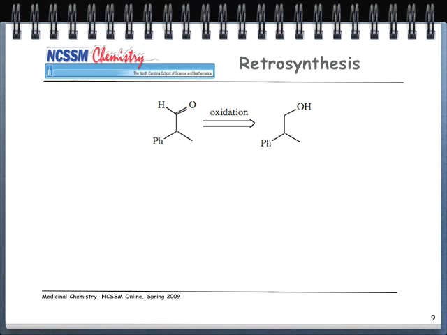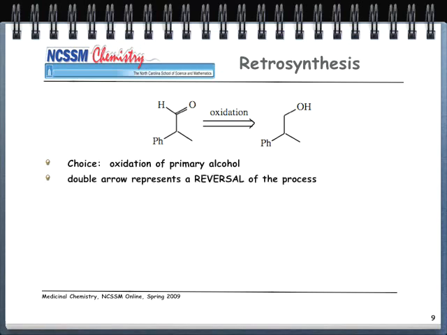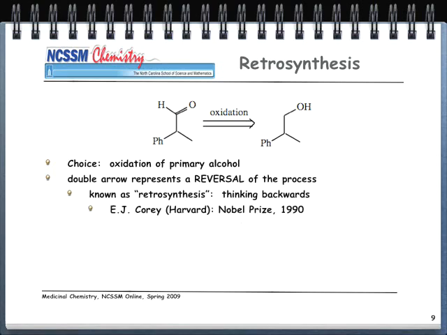And you see the arrows there with two bars on them. That means that I'm sort of working backwards. Okay, so I'm going to choose the oxidation of a primary alcohol, and again, the double arrow represents a reversal of the process, and this is known as retrosynthesis again, or thinking backwards. E.J. Corey at Harvard came up with this, and he was awarded the Nobel Prize in Chemistry for this in 1990.